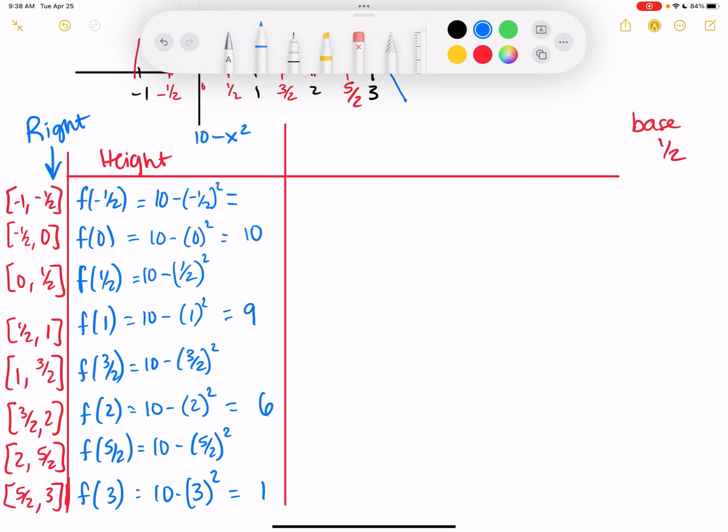And since ultimately our answers are going to be a decimal, you can just write them as a decimal when you do them.